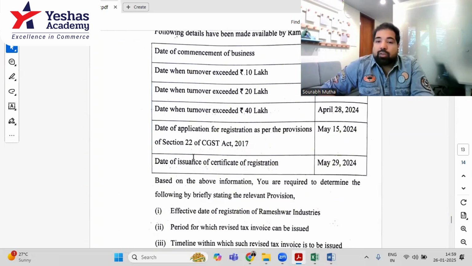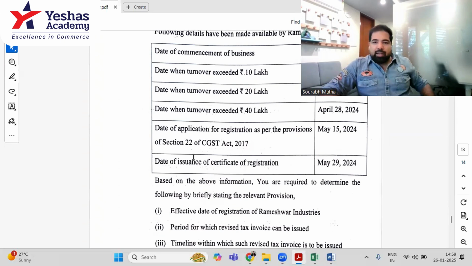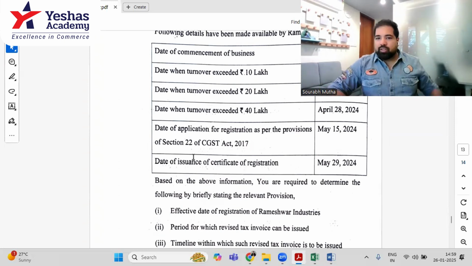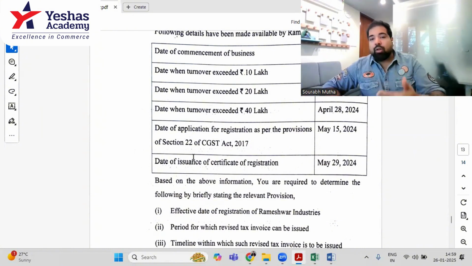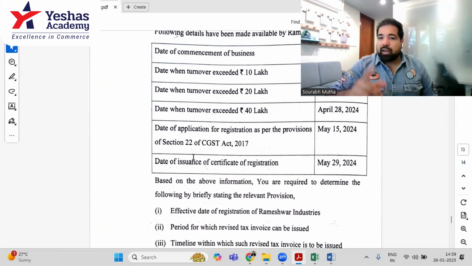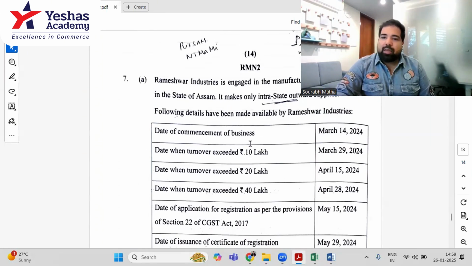First, you have to find out the effective date of registration. Now, I'll just recap what is the effective date of registration. Suppose I'm liable to register today, and if I apply within 30 days, then the government says you are good to go, and I'll get the earlier effective date. We have a shortcut called liable and proactive. So was it liable? And if liable, was it proactive?